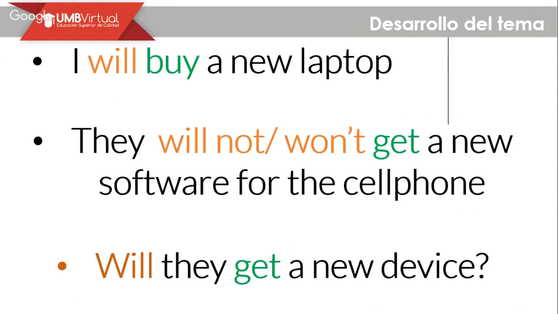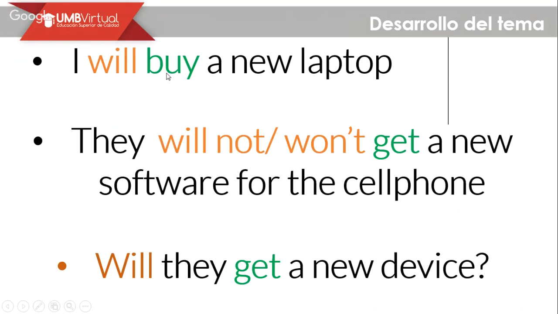So first of all, it says, I will buy a new laptop, right? Okay. They will not or won't get a new software for the cell phone. And finally, will they get a new device? For the first one, as you can see right here, I will buy a new laptop is referring to, in relation to the grammar, the subject, will or won't, depending on whether it is positive or negative, or for the question, we're going to locate it right here at the very beginning of the question. I will buy a new laptop.